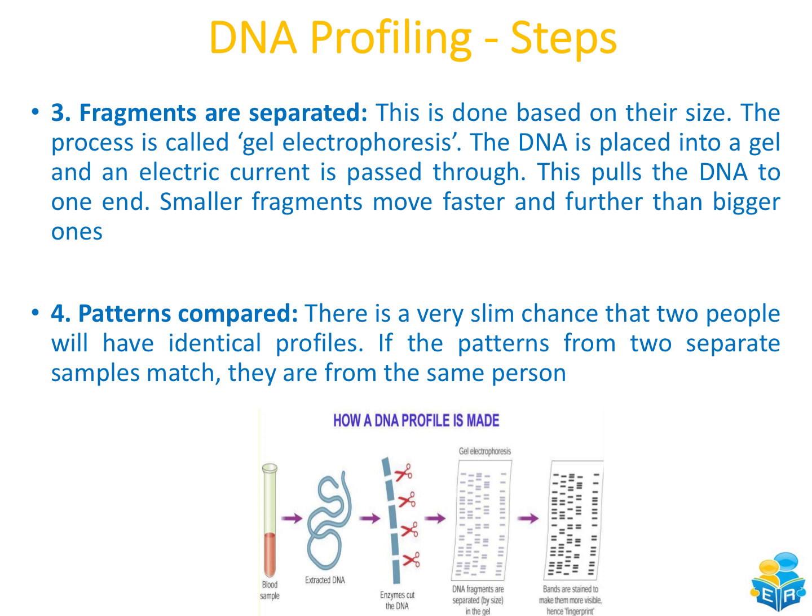And once you have produced that pattern, you can compare the pattern, if it's in the paternity test, with the potential fathers, if it's in forensics, with the suspects. So there's a very slim chance that 2 people will have identical profiles. So if the patterns from 2 separate samples match, we can pretty much definitively say they're from the same person.